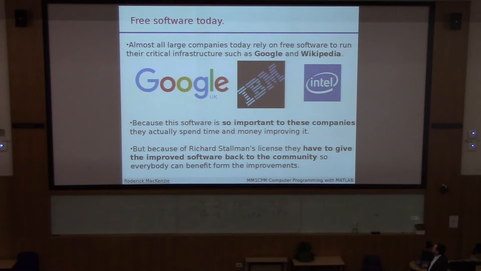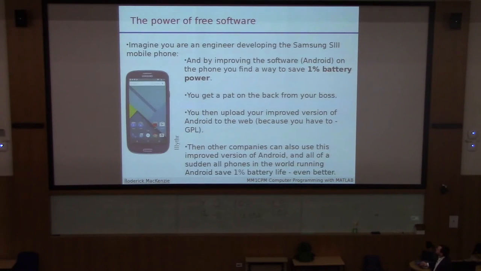And many companies, like Google, IBM, Intel, their whole business is focused on using free software. So the whole infrastructure is based off free software. And because their whole business depends on it, they put serious money into improving this free software. So they'll improve Android because they want people to use the Google search function on Android. So there's serious money behind this free software, and it's no game. And it's all off the back of this guy, Richard Stallman's license. So the idea is always giving things back to the community.